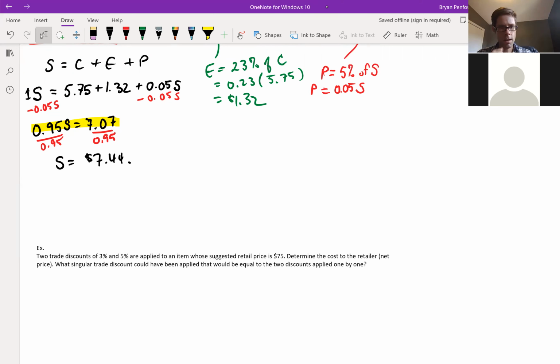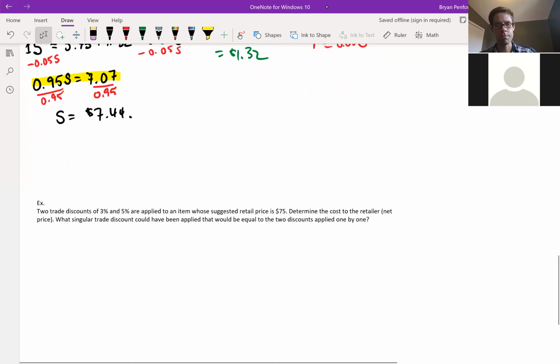So in our final example of class today, we're going to apply two trade discounts, one after another. So Alexander has the right idea. You're just missing the capital L here, right? But yes, we are going to utilize that formula. Okay, so our net price or the cost should be equal to the list price or the suggested retail price times our two discounts, right? 1 minus D1, 1 minus D2. That's where we're going to start.